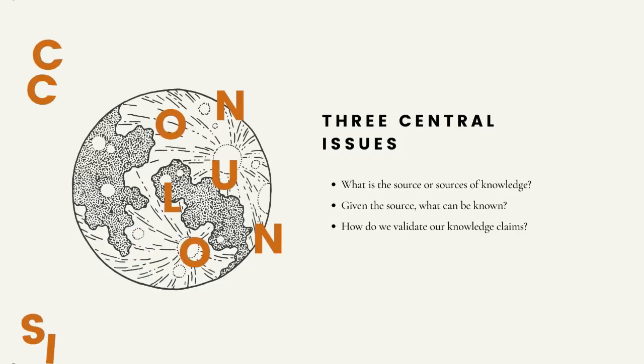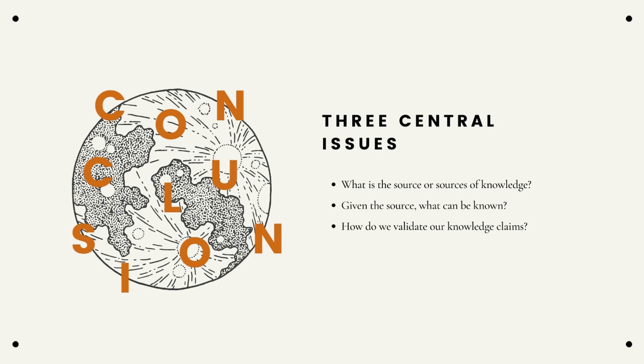We have now come to the end of this module. But before we go, let us first have a short summary. Once again, we have the three central issues. These are: what is the source or sources of knowledge? Given the source, what can be known? And lastly, how do we validate our knowledge claims? Answering these questions is important to compare and contrast empiricism from rationalism.